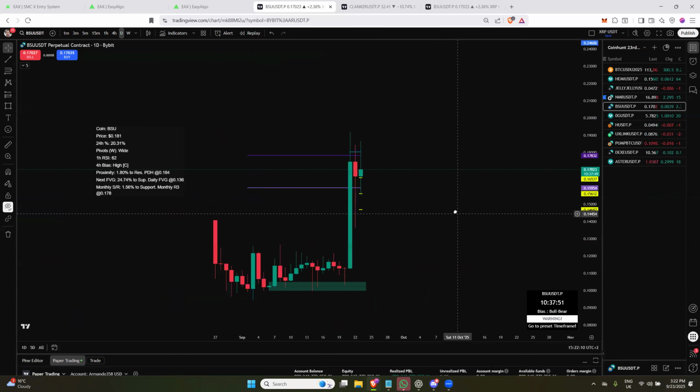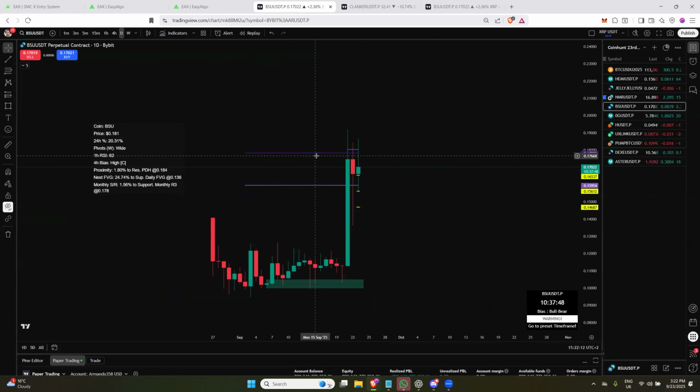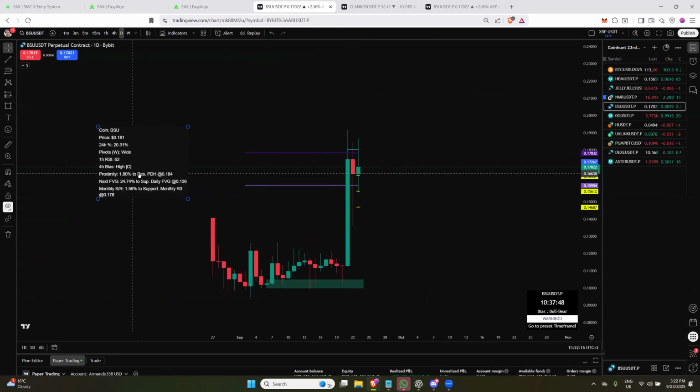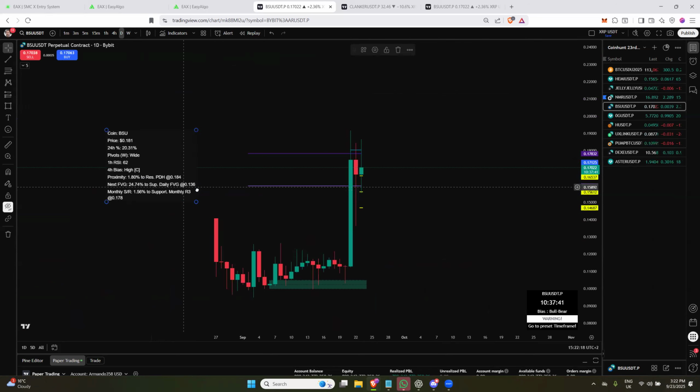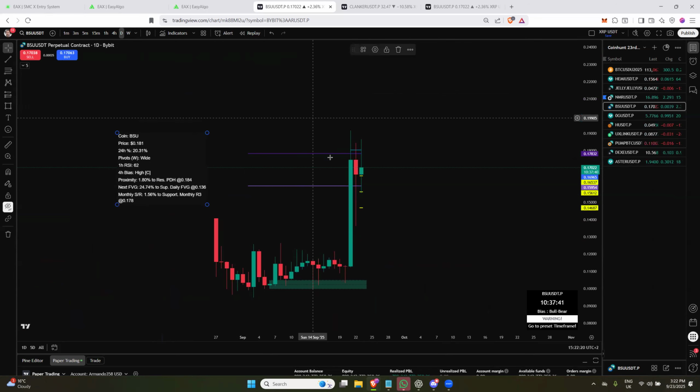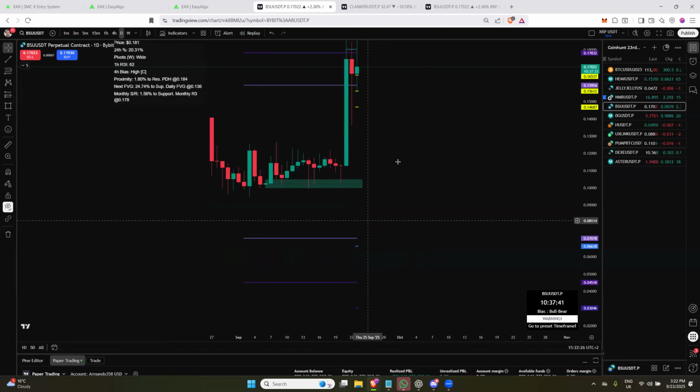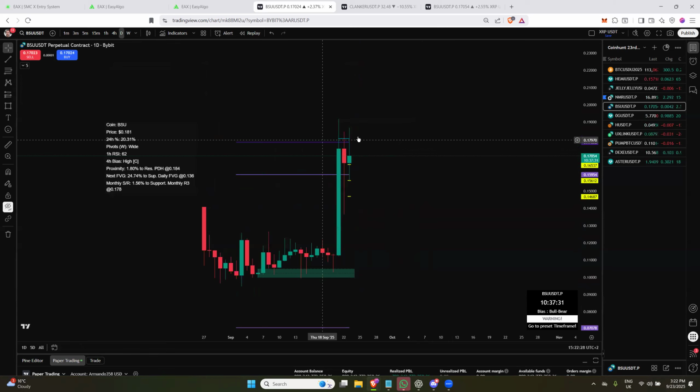So it's still within the... okay, it's at 62 RSI at the moment now. So basically it's done its move. It's obviously balanced out and it's averaged out where your support systems are. So it's still in resistance areas.